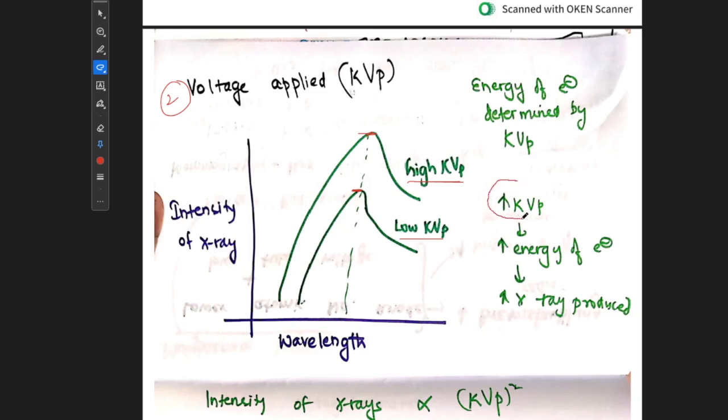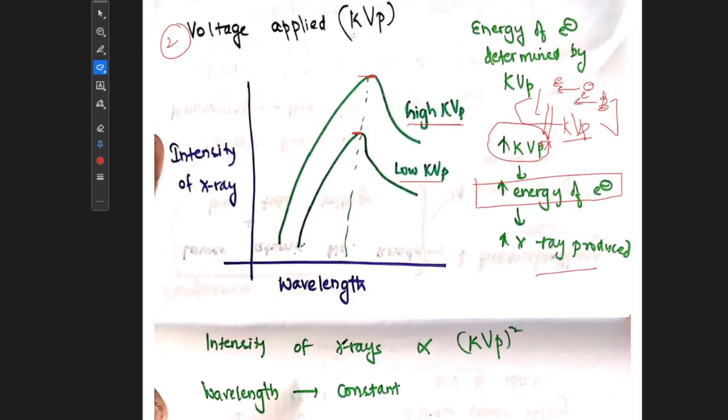So if we increase the voltage applied across the cathode and the anode, that is, if we increase the kVp, electrons have more energy, and if electrons have more energy, more X-rays are produced. So this is important. Intensity of X-rays is directly proportional to kilovolt peak whole square. Here the wavelength is constant.